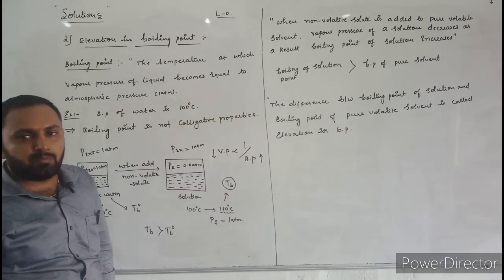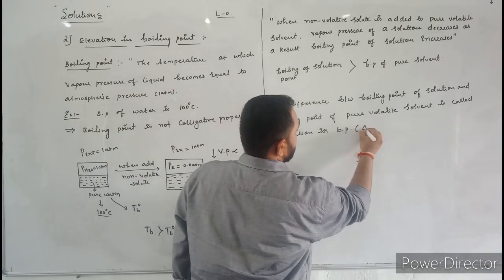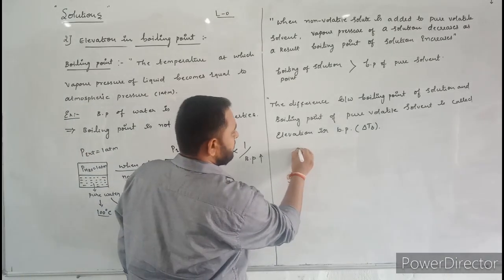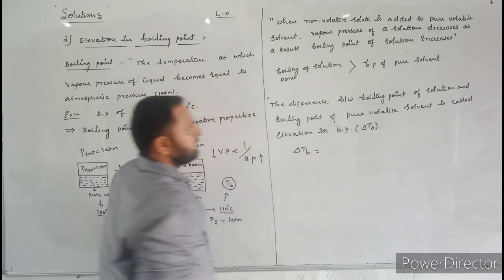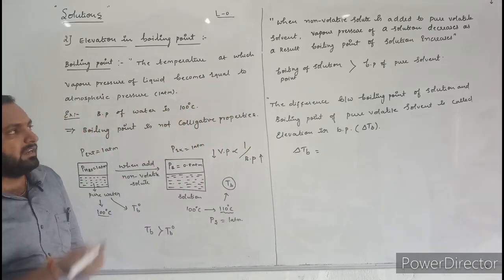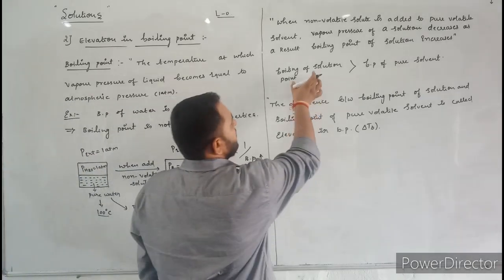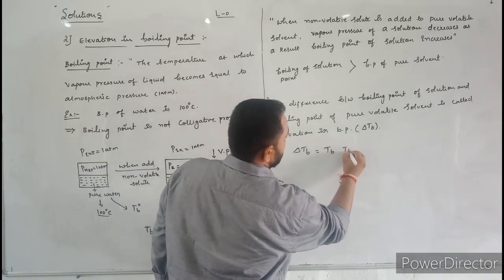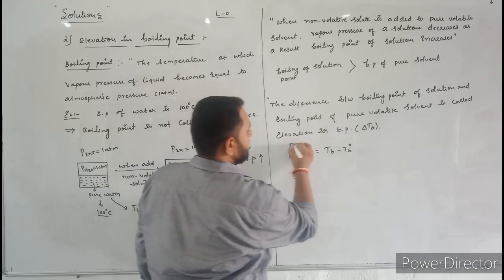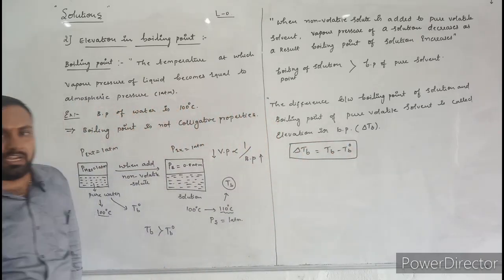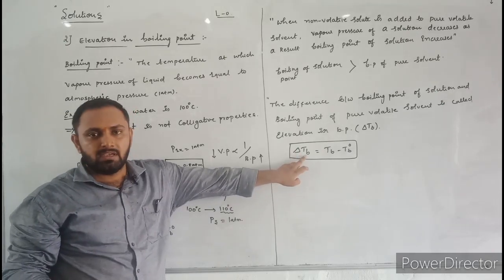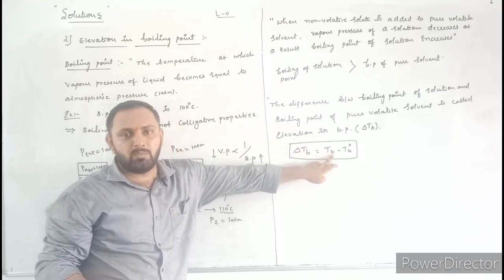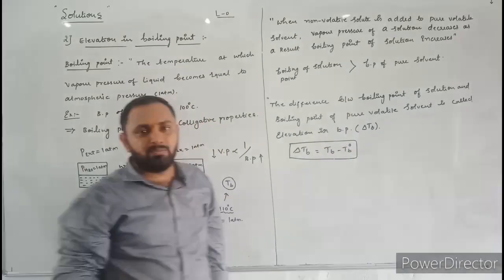Okay, the elevation in boiling point is represented by delta TB. Now let us write the mathematical expression. Delta TB is equal to, since the boiling point of solution is more than the boiling point of pure solvent, the boiling point of solution is represented by TB. That's why TB minus TB naught. This is the mathematical expression for elevation in boiling point. Here delta TB is the change in the boiling point or elevation in the boiling point. TB means boiling point of solution. TB naught is the boiling point of pure solvent.